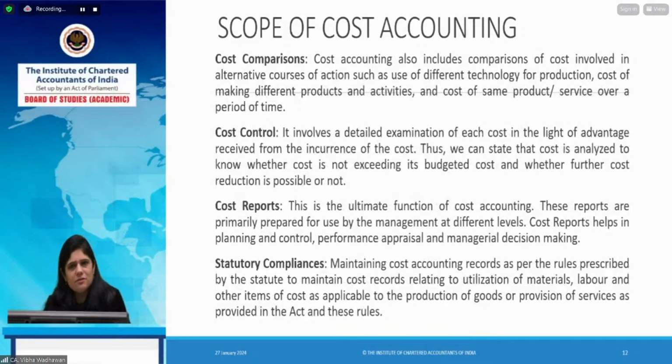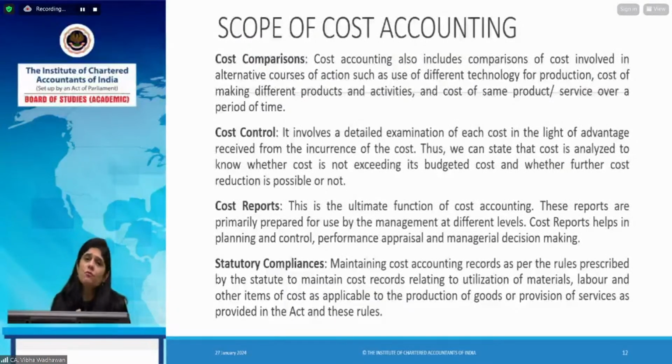Cost comparisons. Everything is a continuous process in the cost accounting department. Cost comparisons look at alternative courses of action, such as the use of different technology. So they always do cost comparisons. If we use a different technology, what would be the cost? If we produce this product in a different way, what would be the cost? If we produce a different product or service, what would be the cost?